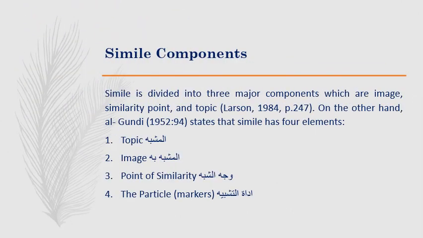Simile components. Simile is divided into three major components, which are image, similarity point, and topic. On the other hand, Al-Jundi states that simile has four elements. Number 1, topic, al-mushabbah. 2, image, al-mushabbah bihi. 3, point of similarity, wajh al-shabah. 4, the particle or markers, adat al-tashbih.